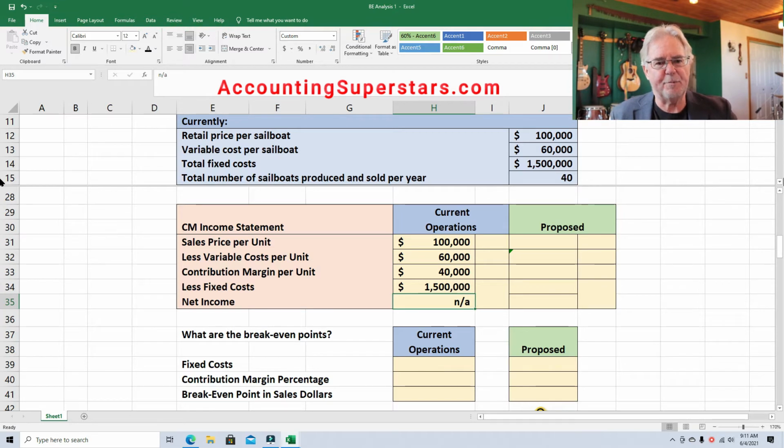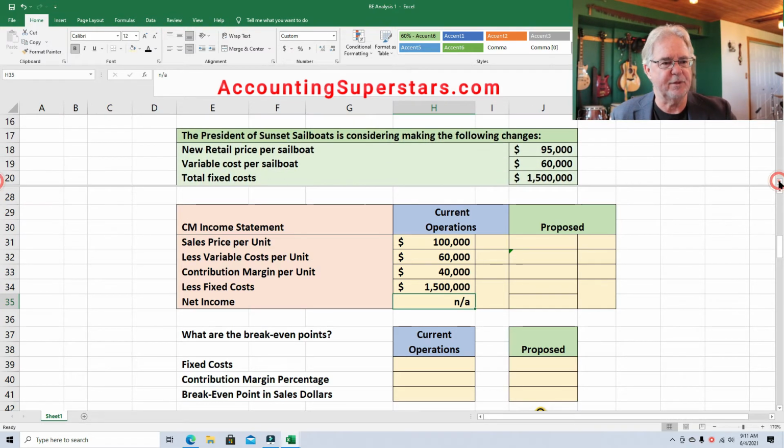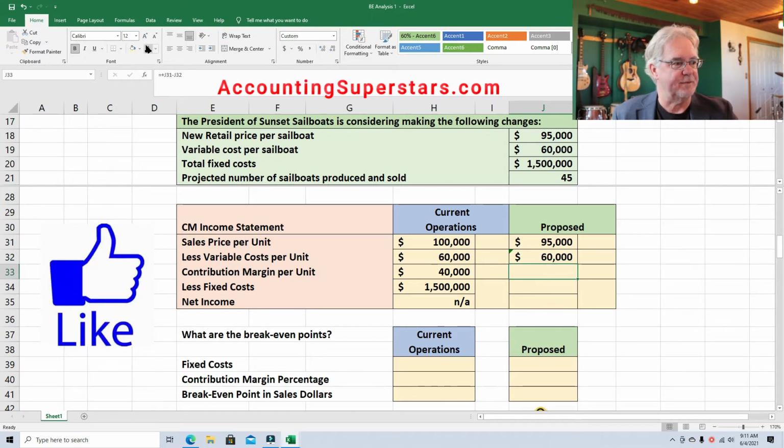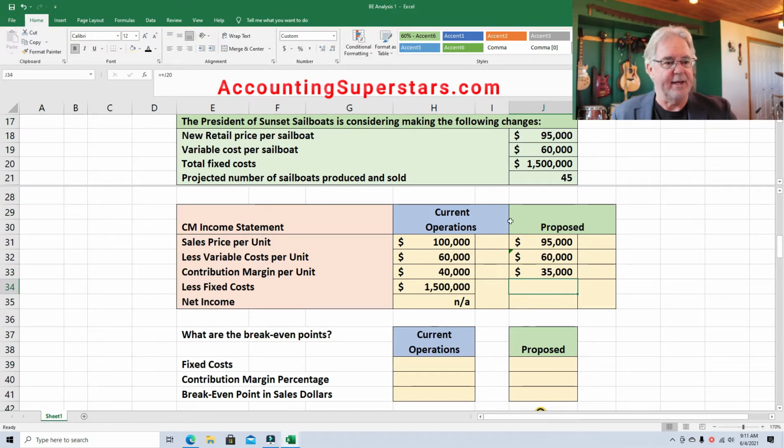So let's go down to the proposed. Here's the president's idea: let's sell the boats for $95,000. The variable costs will still remain at $60,000 because it's not going to change how much it costs to build a boat. And the contribution margin is simply a subtraction, so the contribution margin is less than before. Now fixed costs, always grand total. Always, always, always. No exceptions ever. I can't think of a single time where you'd want fixed costs on a per unit basis.